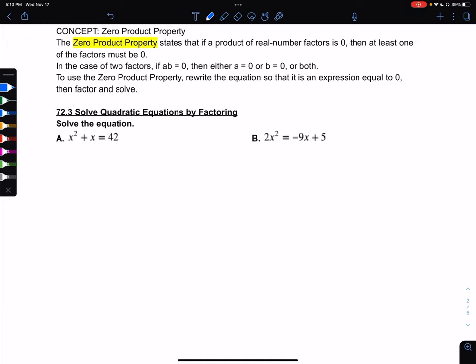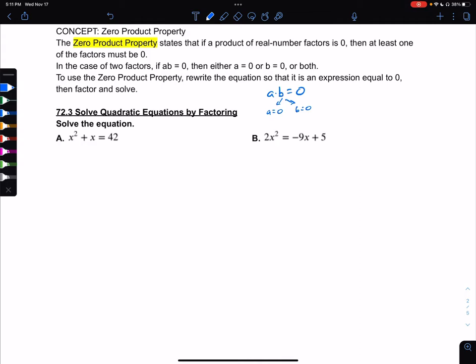So effectively what the zero product property is saying is if you multiply two numbers, whatever they happen to be, or two variables in this case, like a times b, and we get 0, the only way for that to be true is if either a is 0, b is 0, or both a and b are 0. So we can take each individual piece, split it up, and say that a is equal to 0, b is equal to 0. And that's our zero product property. Okay, so let's go through this.